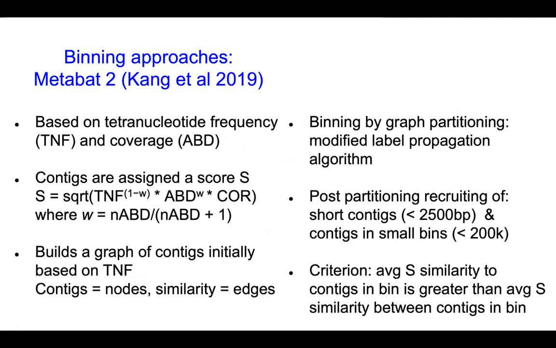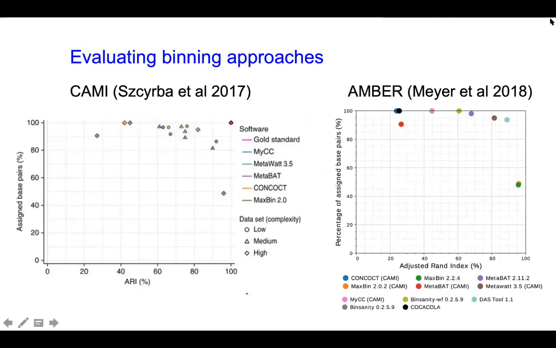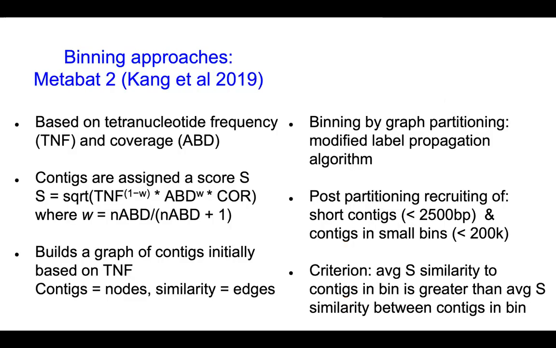So we'll cover a few more in some detail. We'll cover Metagenomics, and we'll cover Binsanity, and we'll cover DAS Tool, because they are both commonly used by people in the community, and they're generally good automated binners.